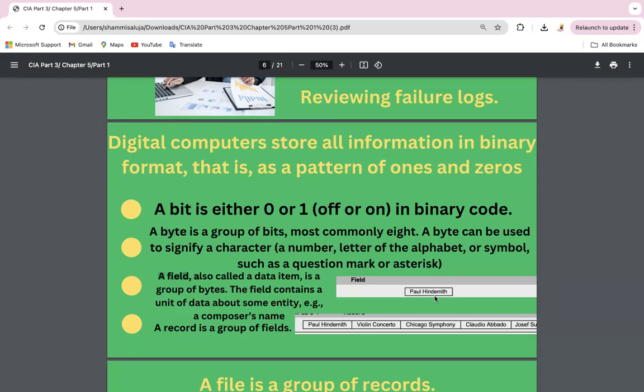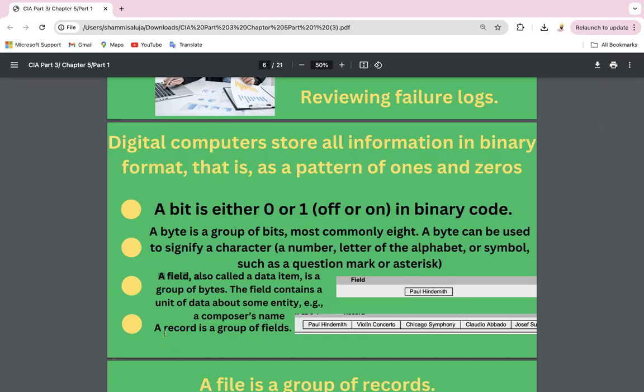For example, here, the name gets reflected, Paul Hintermith. So at the backend operations, if we talk about the algorithm of the computer, it had to be either 0 or 1. And by combining certain bytes, a field gets stipulated at the front end, right? But at the back end, in the algorithm of the system, it is only a group of bytes. So there are so many bits, 0 and 1, which together make a special arrangement to give the field.